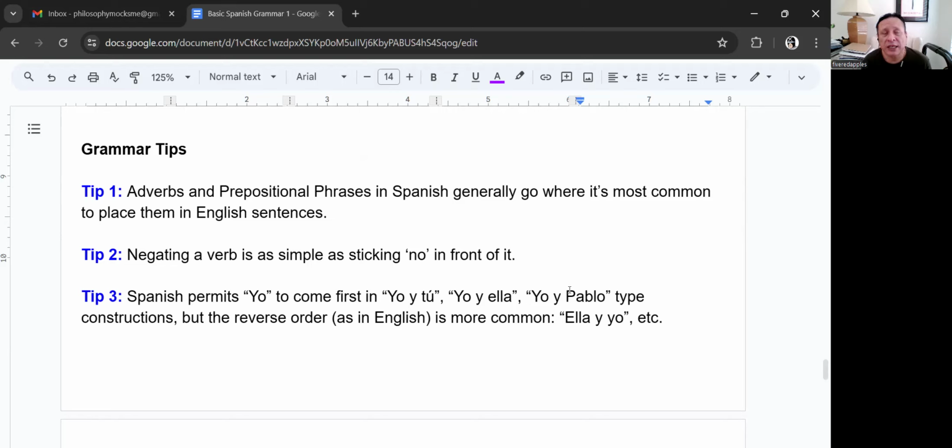Okay. Tip number 3. In English, we say things like you and I, she and I, Pablo and I. We don't say I and you, I and she, I and Pablo, right? That's very bad English. In Spanish, that's not bad Spanish. In Spanish, I can say tú y yo, you and I, but I can also say yo y tú. I can switch the order, and it doesn't sound terrible. It's not the most common way, but it's not even really very bad. So if you mix up the order, it's no big faux pas here. You're fine.